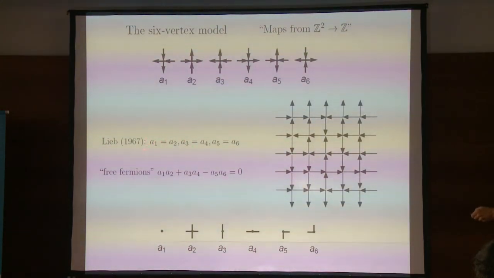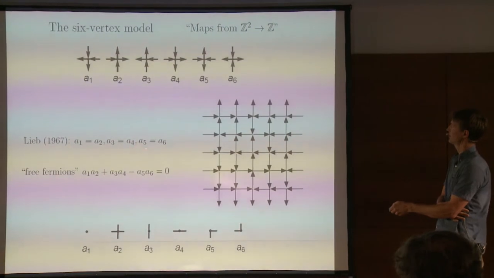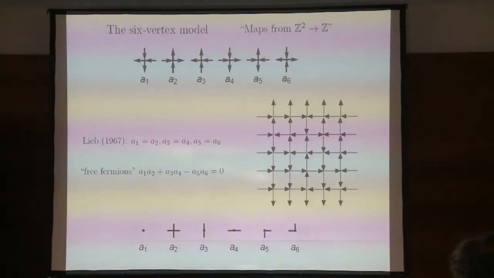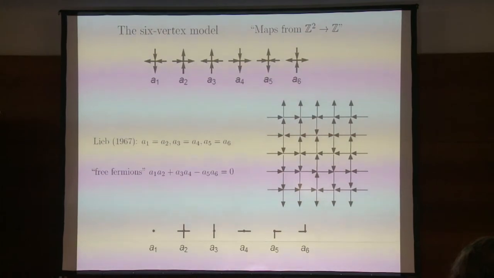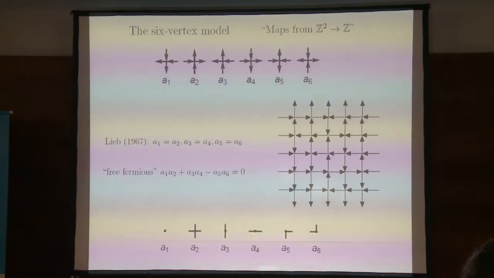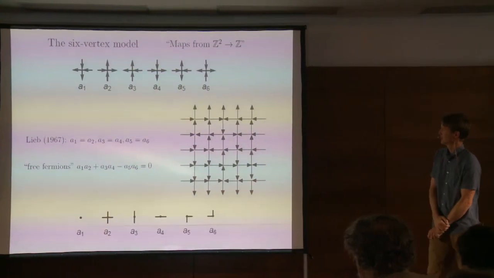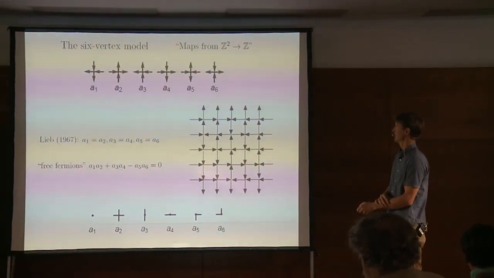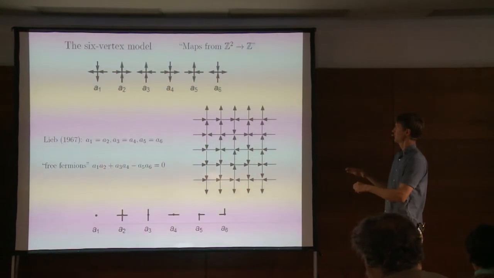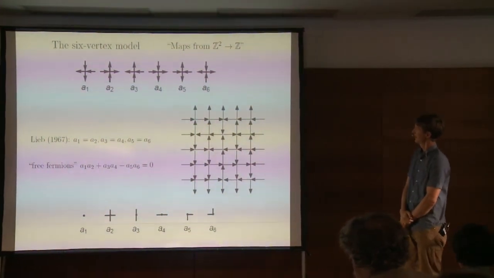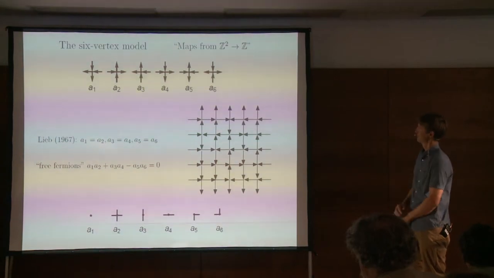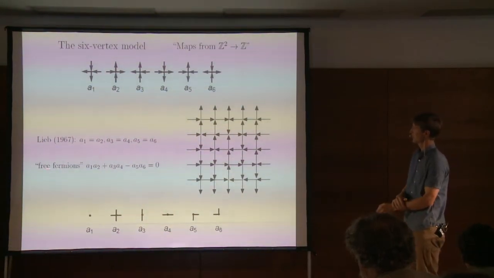Lieb solved a particular subcase here, the so-called symmetric case, where A1 equals A2, A3 equals A4, A5 equals A6, a three-dimensional subvariety of this six-dimensional space. Another interesting subvariety is this codimension one subvariety of weights, where you can solve, again, by determinantal methods. But this is the maximal subvariety where these determinantal methods work, and we're interested in going beyond that so-called free fermion point.